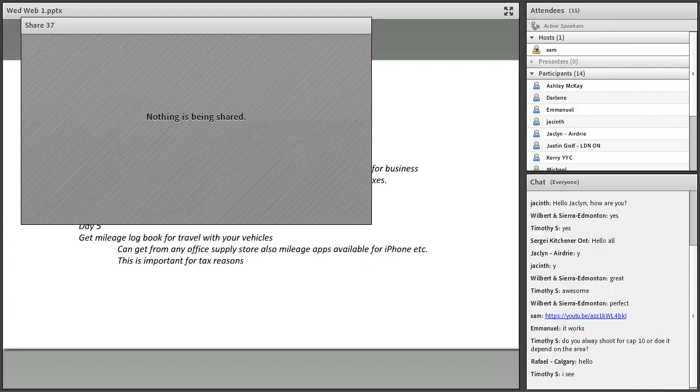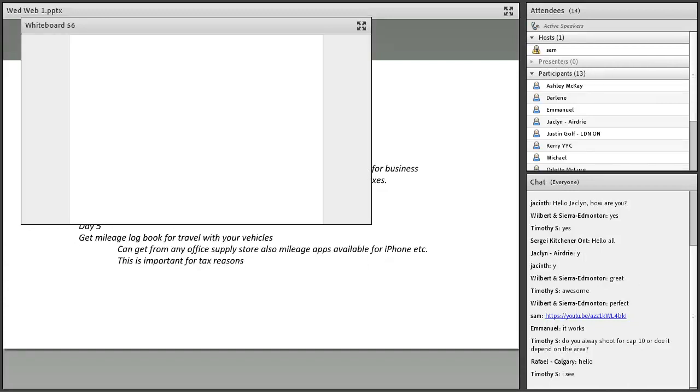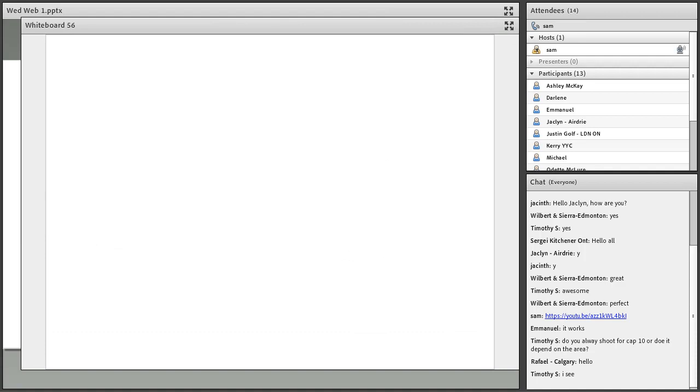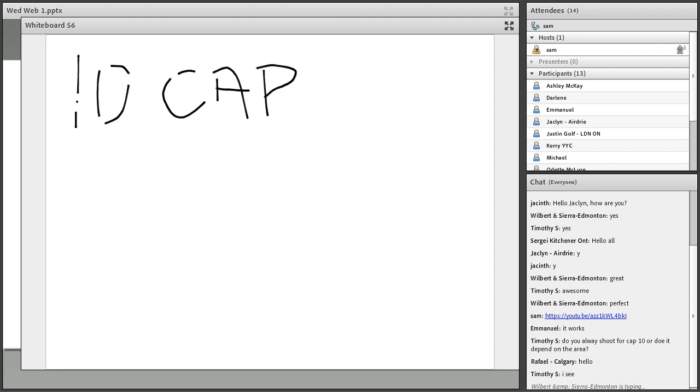So let's see this. Hold on 1 second. Okay. Let me show you what I mean. So this is a review, but it's a good review for people. All right. So a 10 cap rate is the same thing as, what is that the same thing as? Who can tell me? 10%.